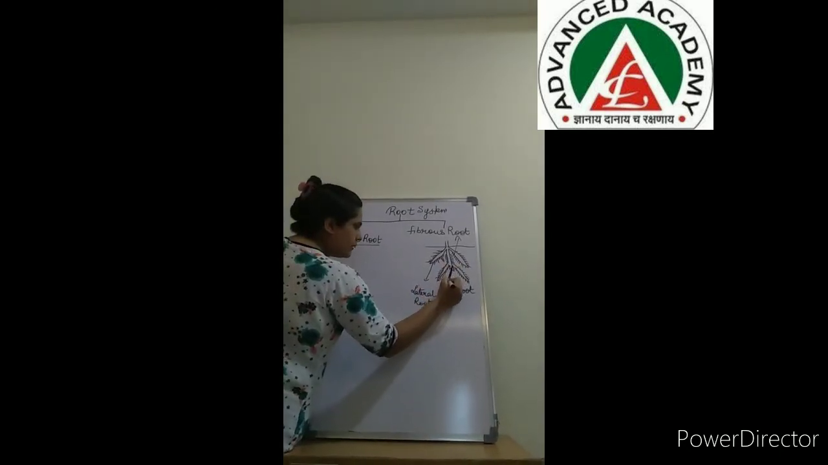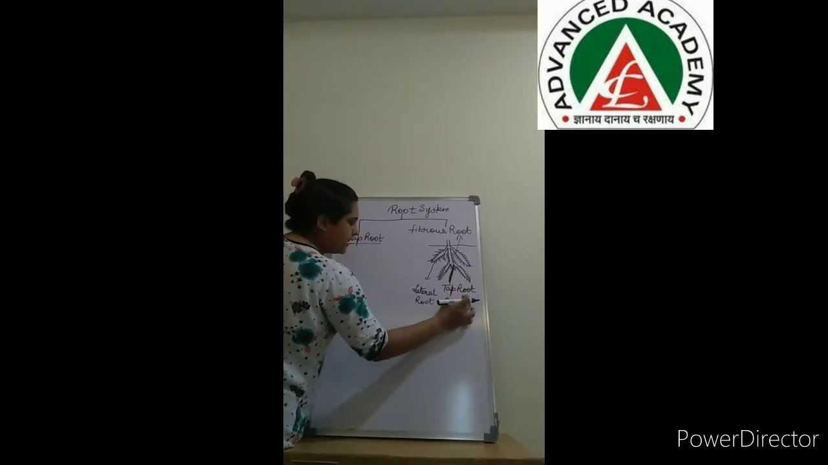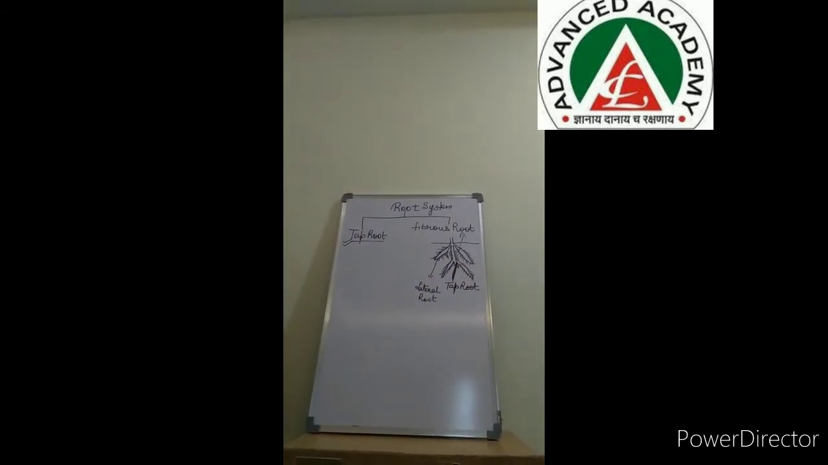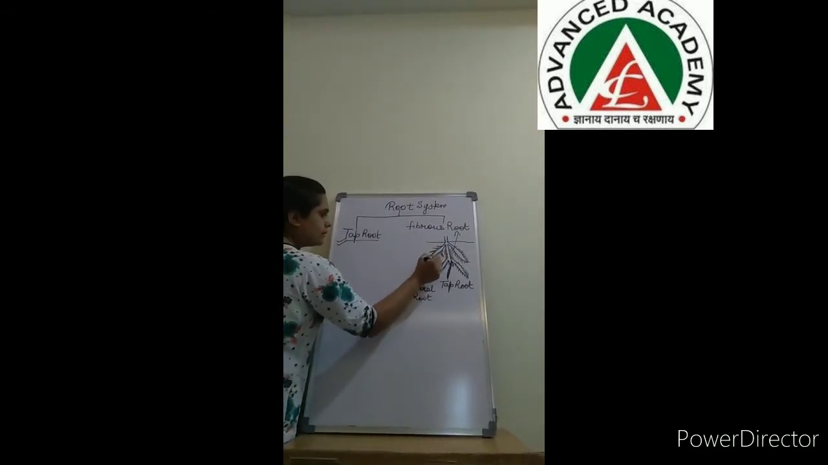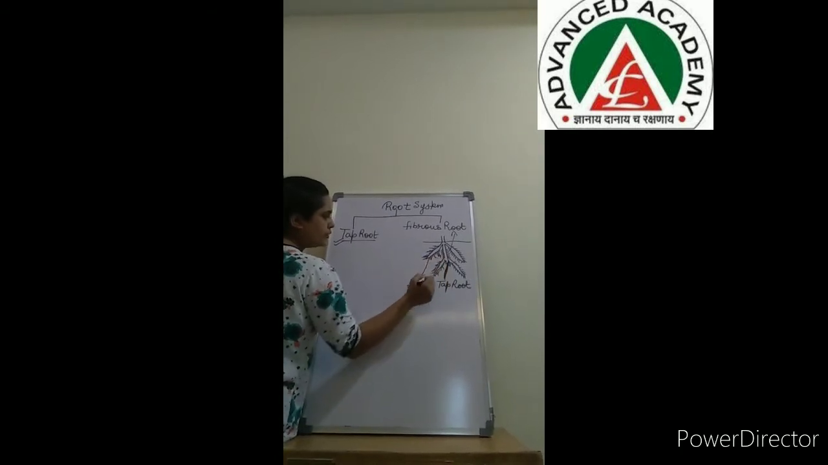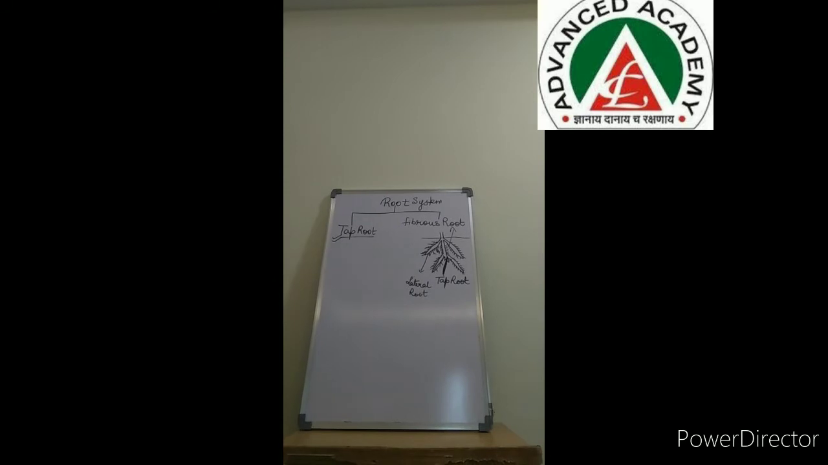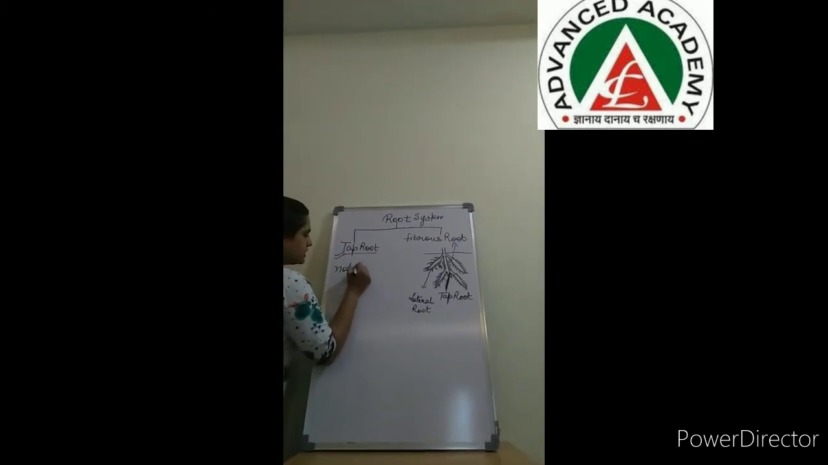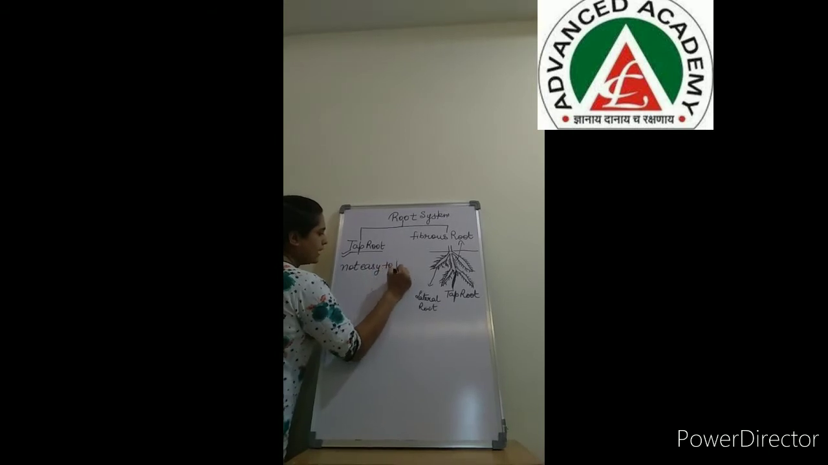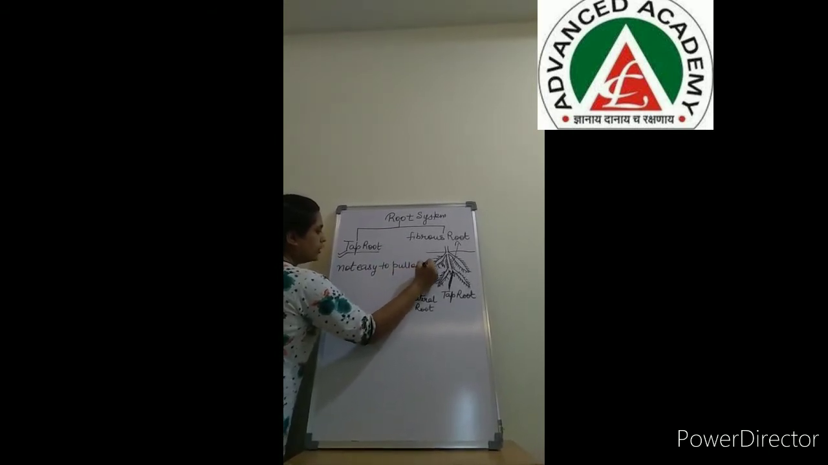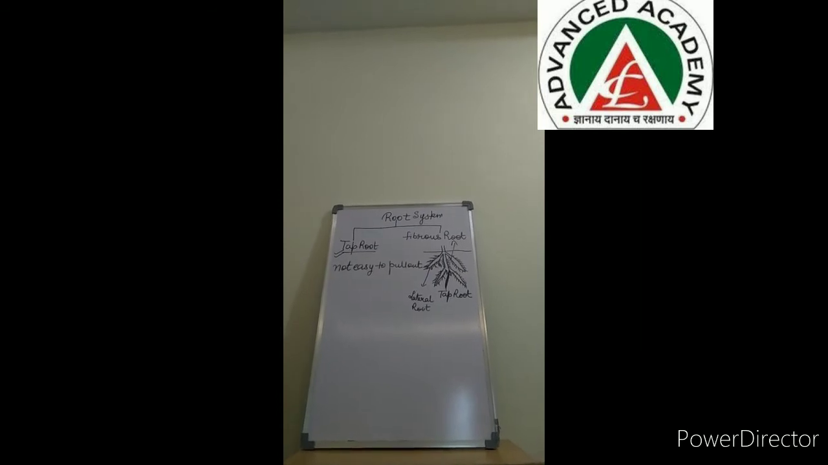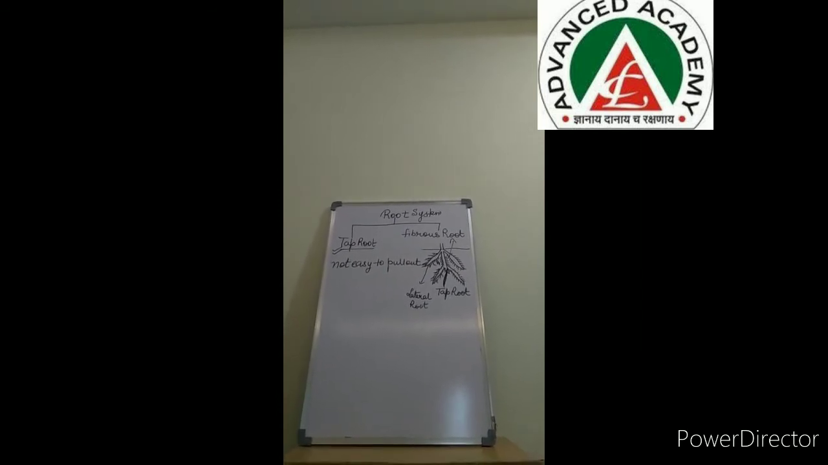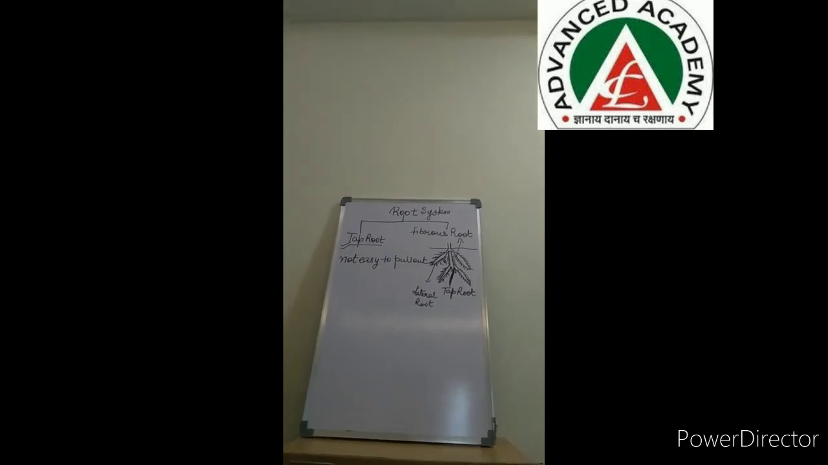This thick main root is called the tap root, and the thin branches are called lateral roots. These thin branches which are near the side of the root are called lateral roots. A plant having a tap root system is not easy to pull out. You cannot easily pull it out, as the roots grow downward as well as sideways deep into the soil.